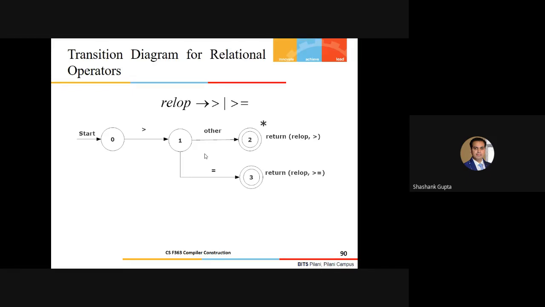Okay, so in the last session, we started our discussion related to the manual implementation of the lexical analyzer. We have seen that the manual implementation is nothing but a replica of the tracing of the transition diagrams for the underlying specifications of the language.